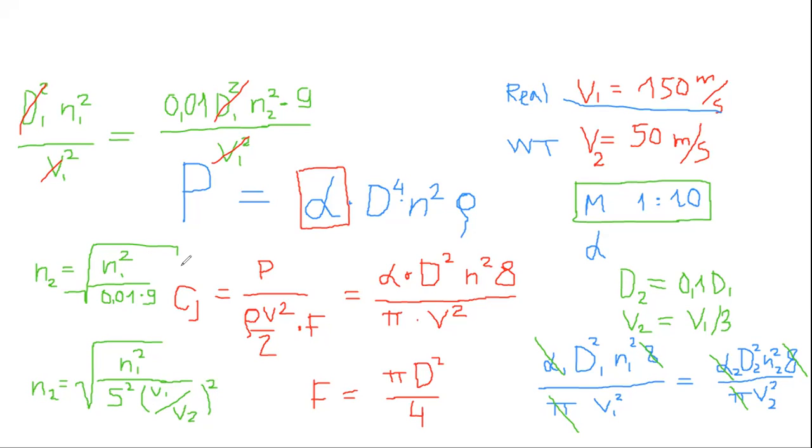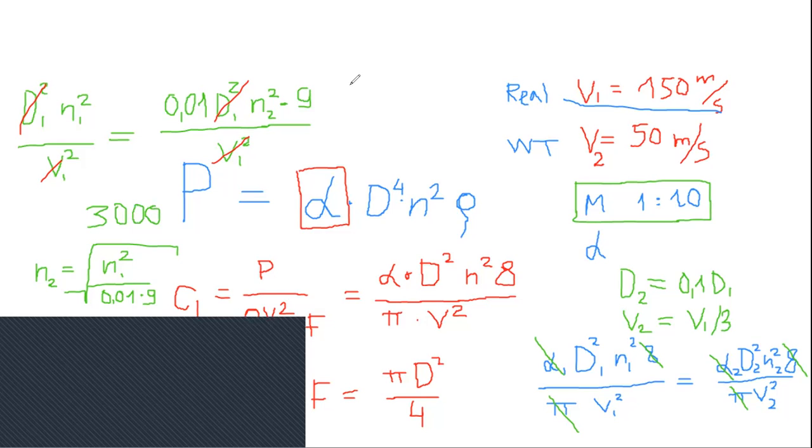For example, in our case, think about an aircraft with RPM 3000. It's a pretty real value for an aircraft. Yeah? So, a good calculation.